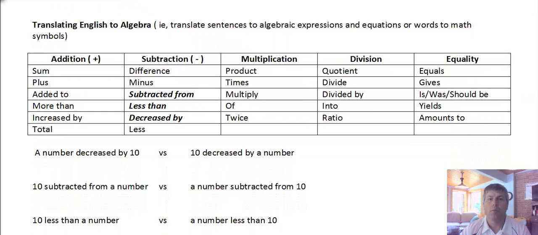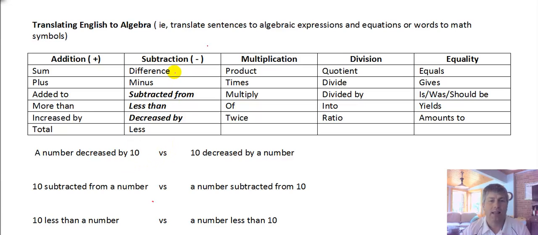We will be doing word problems this year. There are some hints here for translating English into algebra. That's what we're doing. We want to translate our English sentences into algebraic expressions and equations, or we're translating English to math. Okay, some more simple ones. Take a look at this table. It's also in your book. If you see sum or plus or added to, all these are going to be addition.